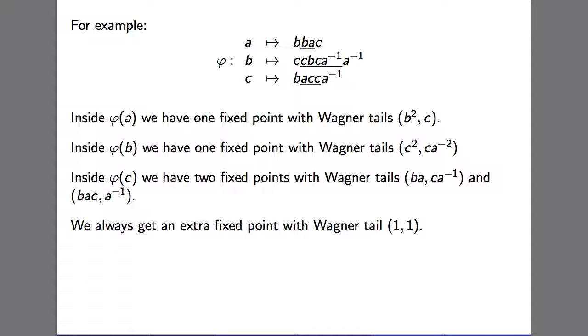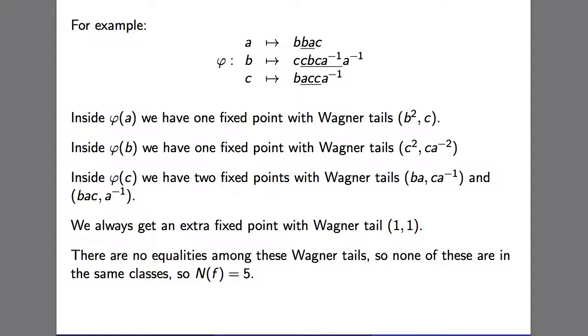This is a technicality. In Wagner's algorithm, you always, for free, get another fixed point, which has a trivial Wagner tail. This corresponds to the wedge point in the bouquet of circles. And the second part of the theorem says the equalities between fixed point classes are determined entirely by equalities among the Wagner tails. And if you look at all of these words here, you will see none of them are the same as each other. And that means none of these are in the same fixed point classes. This is because of Wagner's algorithm. If none of these are the same, then they are all in different fixed point classes. And that means the Nielsen number here is 5, because I had 1, 2, 3, 4, 5 fixed points. And they're all different.